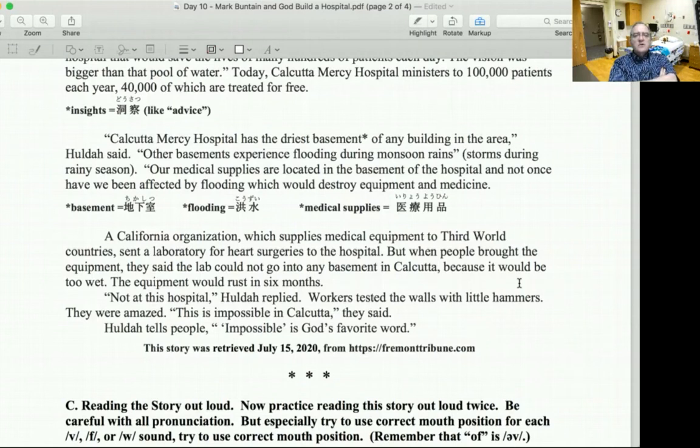Workers tested the walls with little hammers. They were amazed. "This is impossible in Calcutta," they said. Hulda tells people, "Impossible is God's favorite word." Okay, so God did do something impossible. He answered their prayer. He caused the water that was in the foundation to go down when they prayed because they put the Bible in there and they prayed. And to this day, that hospital still serves people in Calcutta, and hundreds of thousands of people have been helped by that hospital. All right, let's continue.